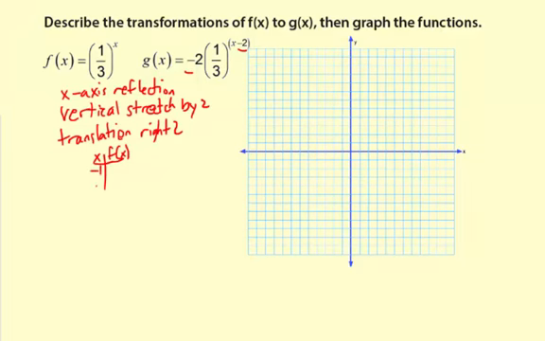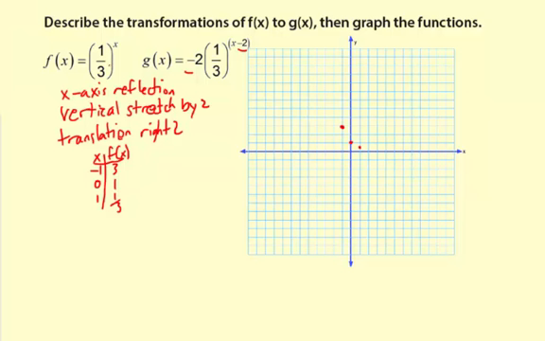I'm going to use -1, 0, and 1 for the inputs. And 1/3 to the -1, that's actually 3. So do the reciprocal of 1/3. 1/3 to the 0 is 1, and then 1/3 to the 1 power is 1/3. Okay, so -1 and then 3 is right there. 0, 1, 1, 1/3.